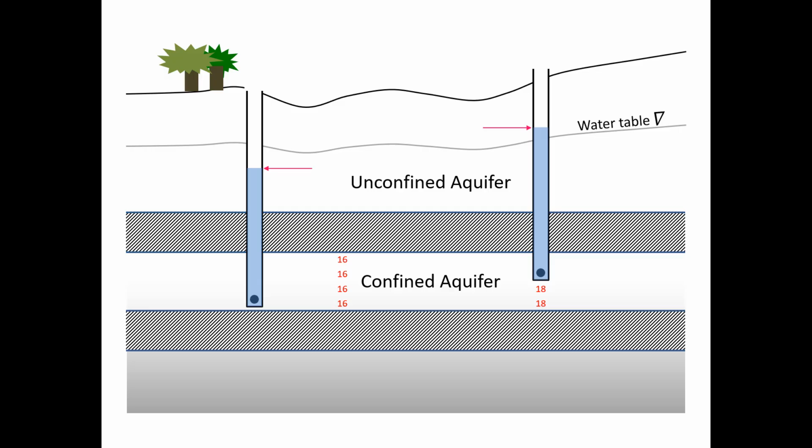This also means that there will be some drive for downward flow across the confining layer to the left and upward flow across the confining layer to the right.